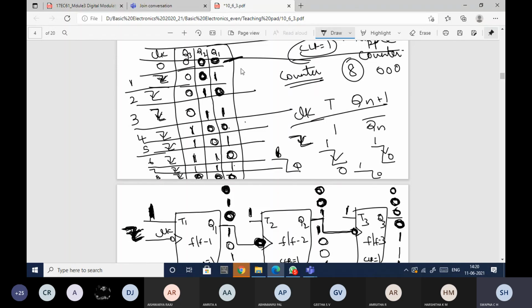After this, again it will start counting. So this counter is made to count the number of pulses. Here if you observe, it has counted 8 pulses. That is the reason it is said to be a mod 8 counter.